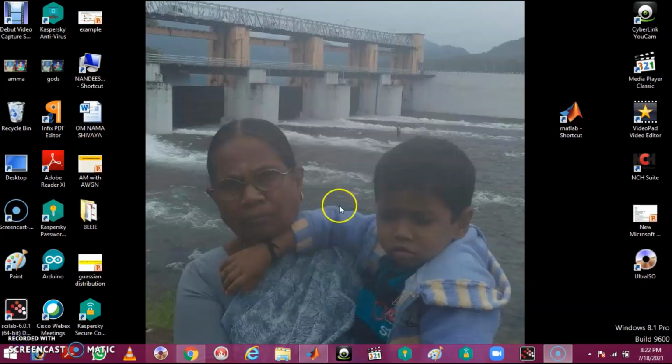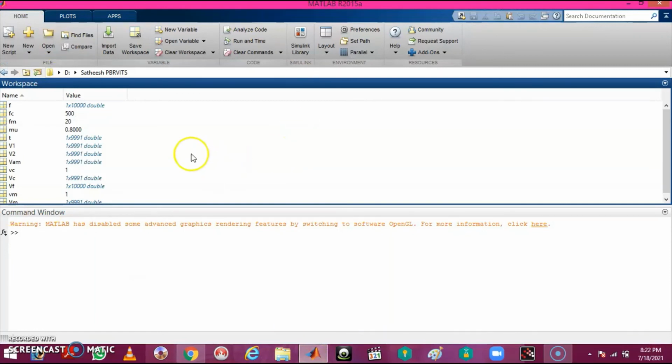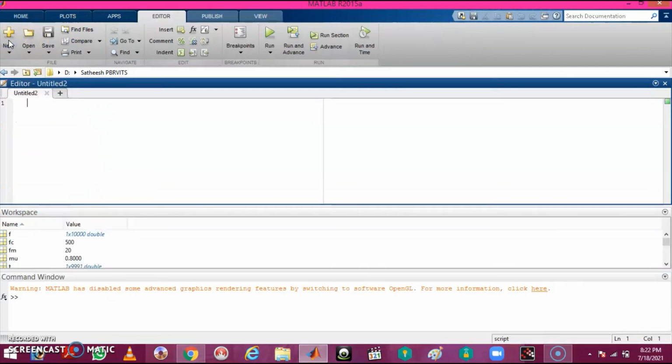Friends, next we are going to execute the FM and its spectrum. First, after switching your PC on, you have to click this MATLAB icon. So MATLAB will be opened. After that we have to open an editor window. So we have opened the editor window. In that editor window, we are going to type the program.